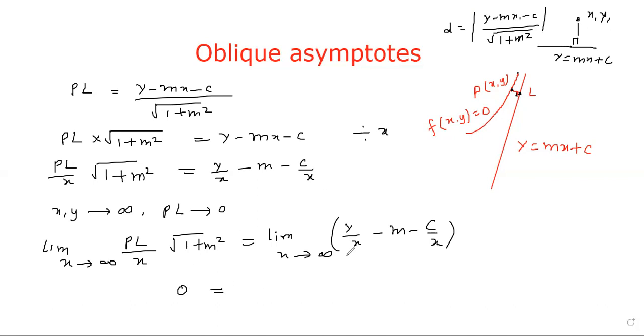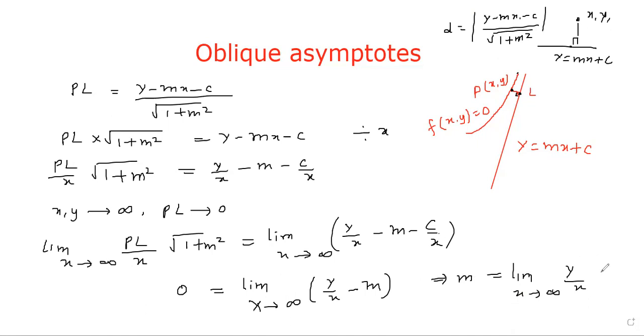In the RHS, we will get limit, sorry, not y, but x tends to infinity, y upon x minus m, because the term c upon x you can take as 0. So we can say that m equals limit x tends to infinity y upon x. So this is equation number 1.